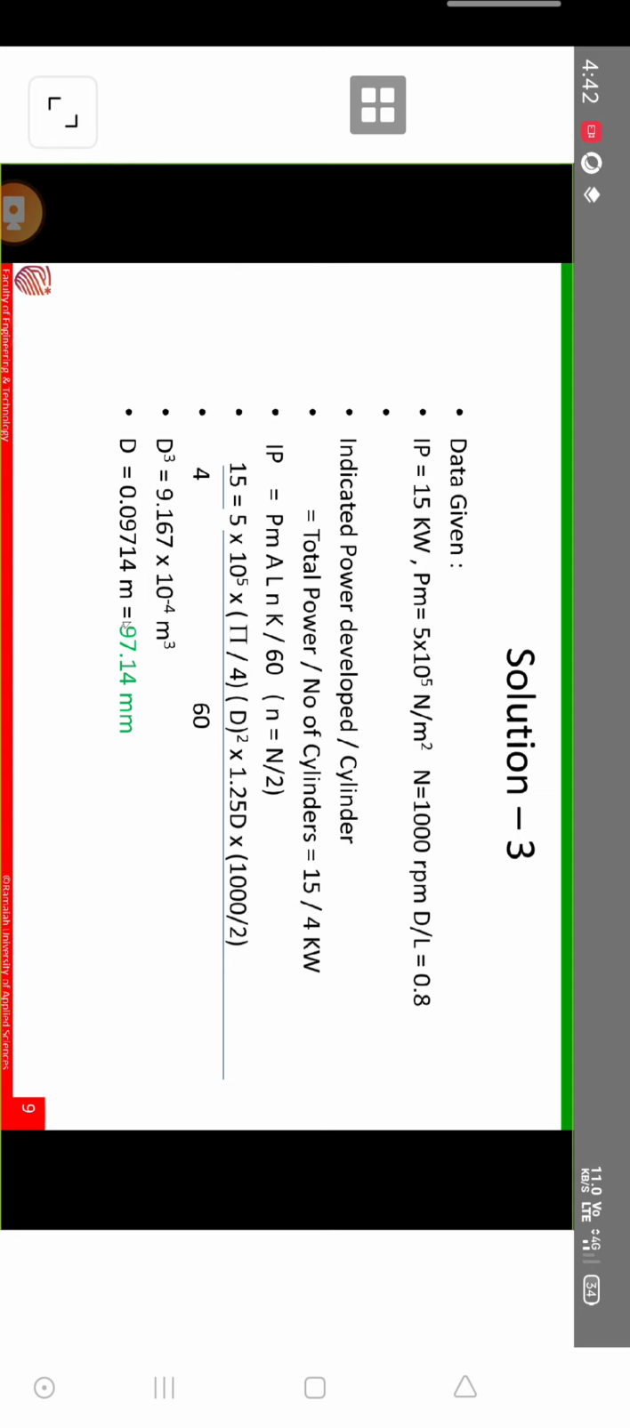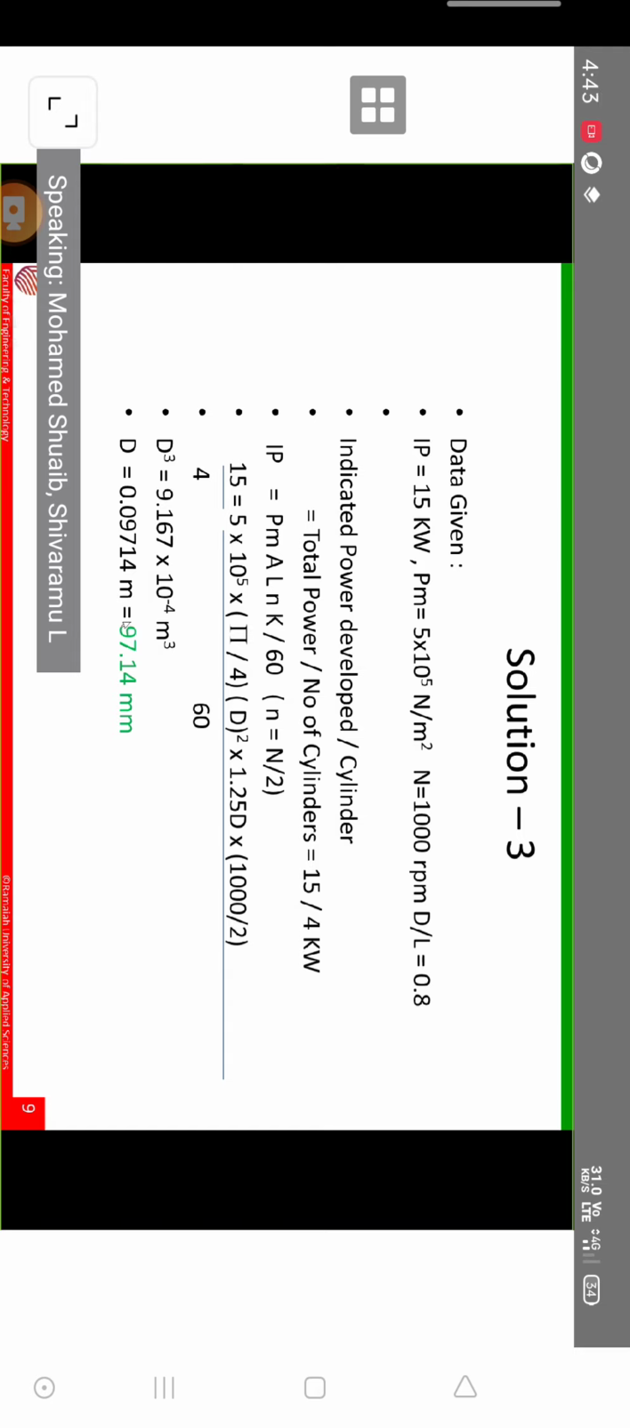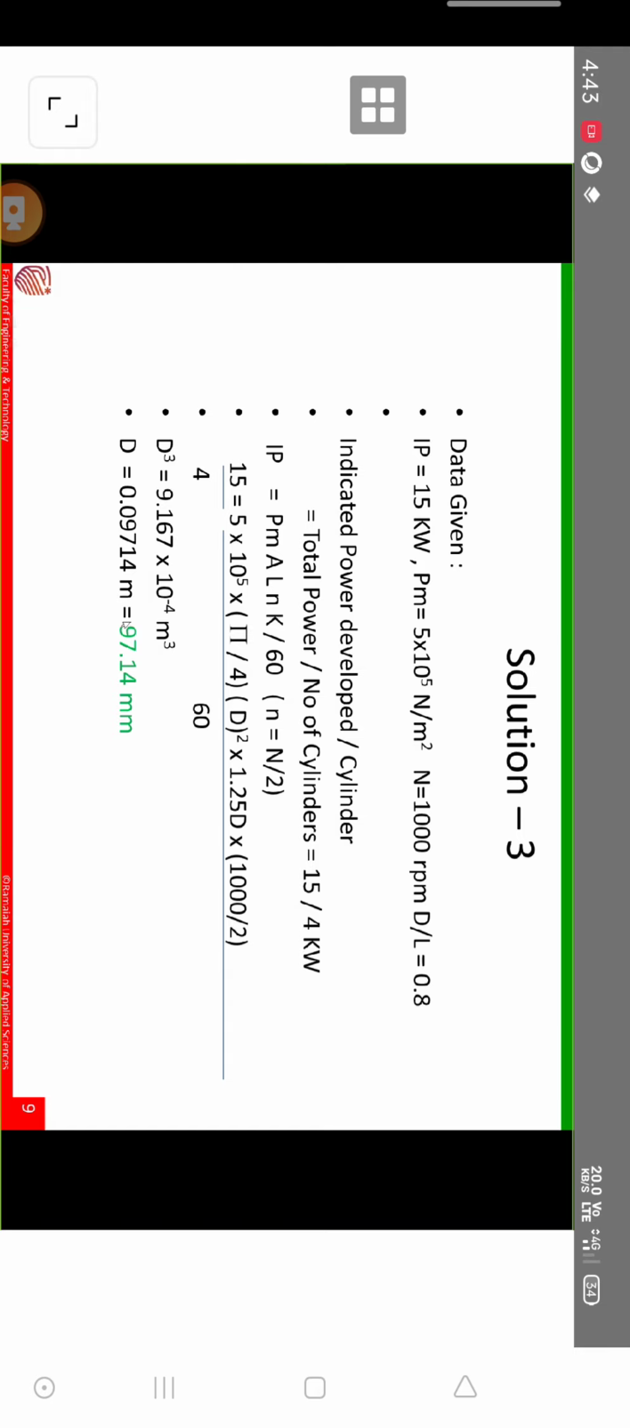Right now we know the value of D. So now you need to calculate the value of L. It is very easy. L will become D by 0.8. The D value we know is 97.14 divided by 0.8. So directly you will get the value of L. L will become 121.42 mm.